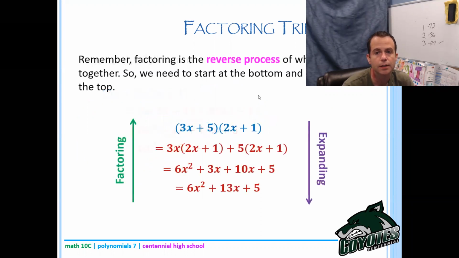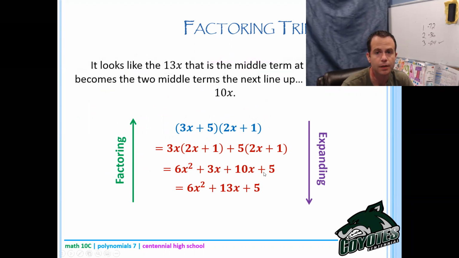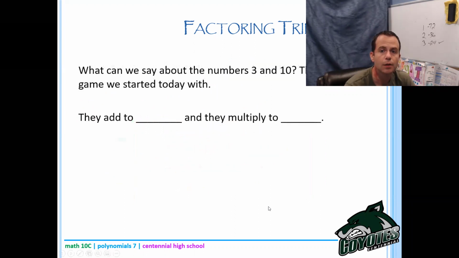All right, so remember that factoring is the reverse process of what we just did together. So we need to start at the bottom and work our way to the top. Now, let's deal with this 3x plus 10x that we're trying to figure out. It looks like the 13x that is in the middle term at the bottom became the two middle terms, the 3x plus the 10x. But why? What can we say about the numbers 3 and 10?